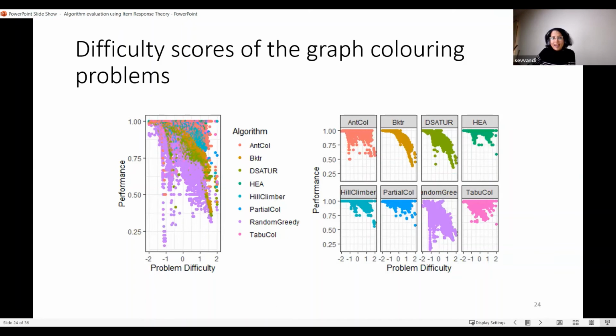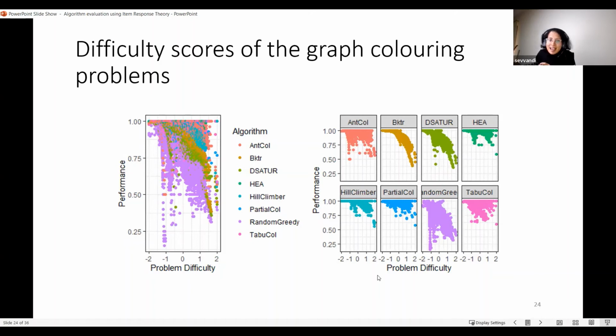So from these algorithms, each dot is the performance of a graph for a given algorithm. This is the performance: 0 is not good performance, 1 is good performance. And here we have the problem difficulty. This is all the algorithms put together, but these are if you separate by different algorithms.